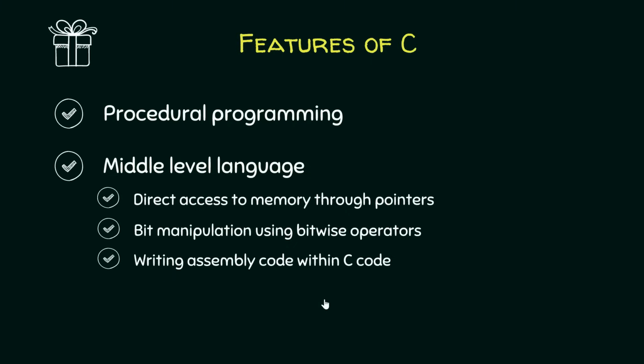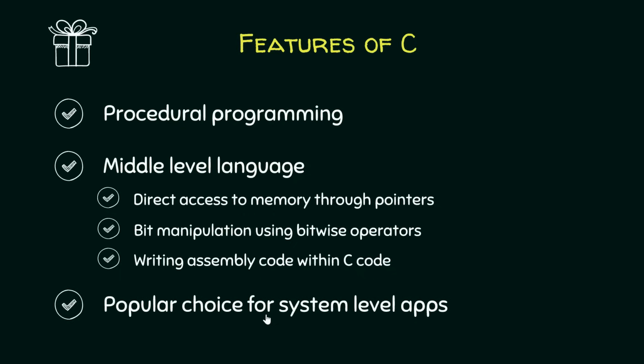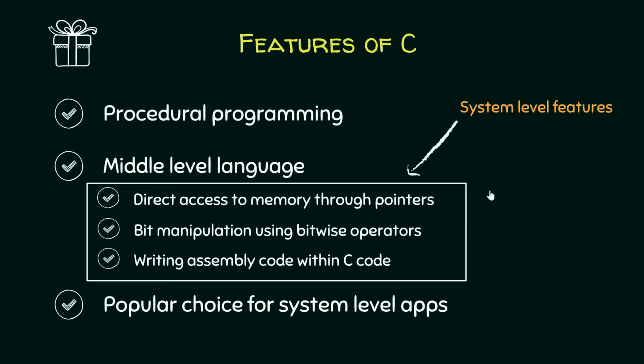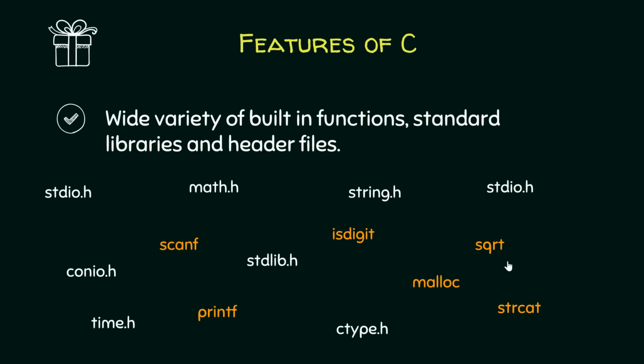Because of these unique features of C, C became a popular language, or you can say a popular choice for developing both system level applications like kernels, device drivers, operating systems, etc. and various software applications like games, editors and other graphics-rich applications. These things are called system level features. Now C offers a wide variety of built-in functions, standard libraries and header files. This makes programming a cakewalk for programmers, and that is obviously a great advantage.